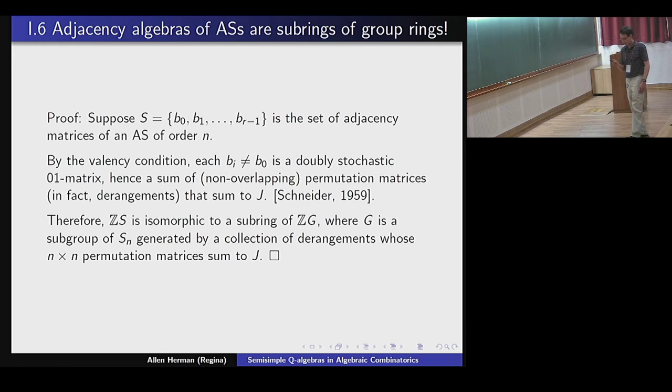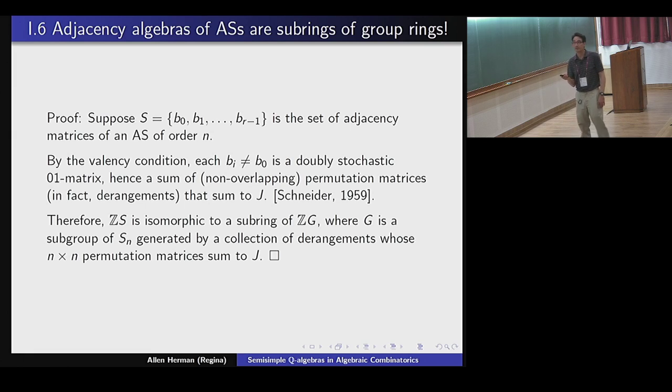That means that your ZS, the ring generated by your basis, is a subring of ZG, where G is the group generated by these derangements. Now, you have to be a little bit careful about this because the derangements are in their permutation matrix representation, so that's the Coxeter representation of Sn. So it's hard to dig these out from just the group ring representation of Sn. But it's there.